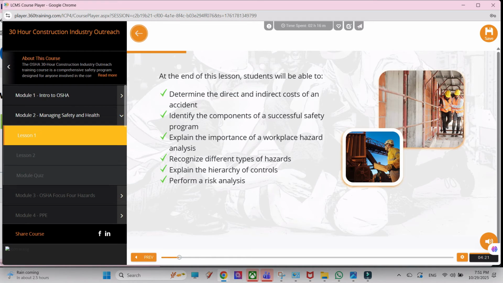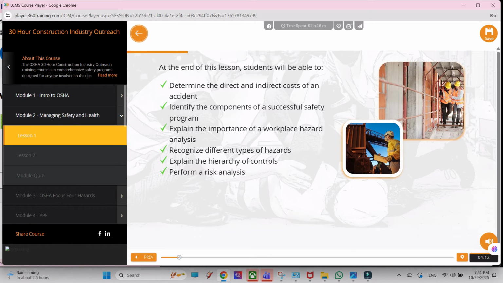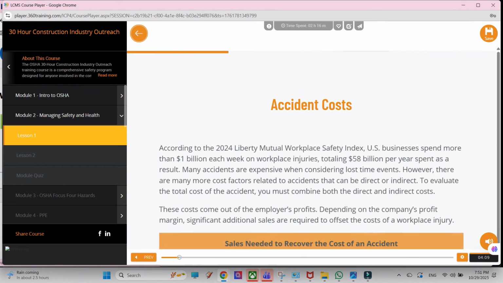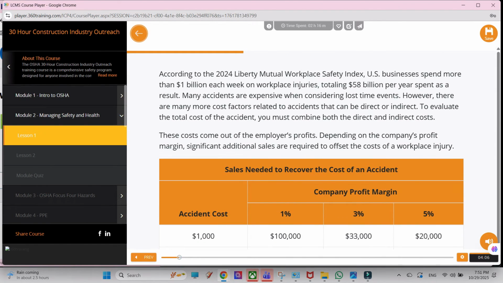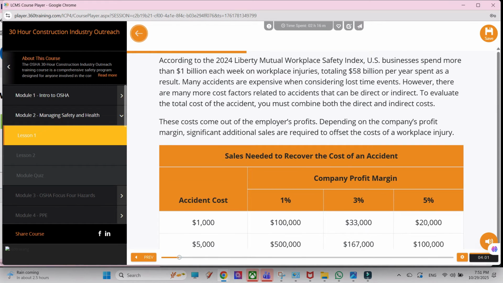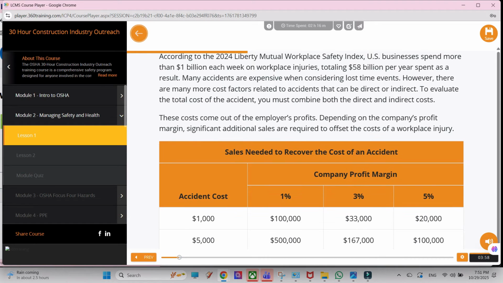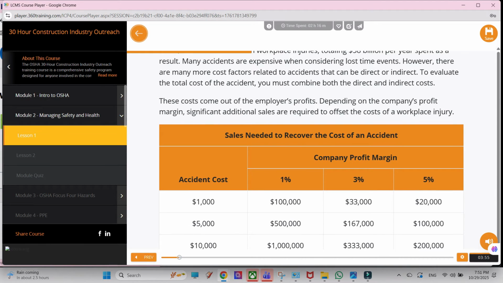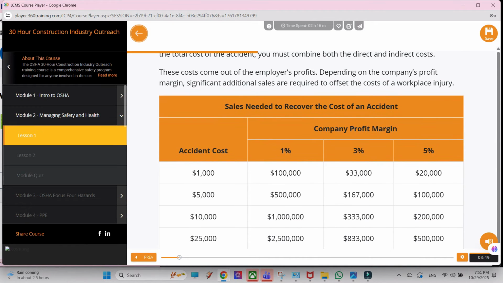Accident costs. According to the 2024 Liberty Mutual Workplace Safety Index, U.S. businesses spend more than $1 billion each week on workplace injuries, totaling $58 billion per year spent as a result. Many accidents are expensive when considering lost time events. However, there are many more cost factors related to accidents that can be direct or indirect. To evaluate the total cost of the accident, you must combine both the direct and indirect costs. These costs come out of the employer's profits. Depending on the company's profit margin, significant additional sales are required to offset the costs of a workplace injury.